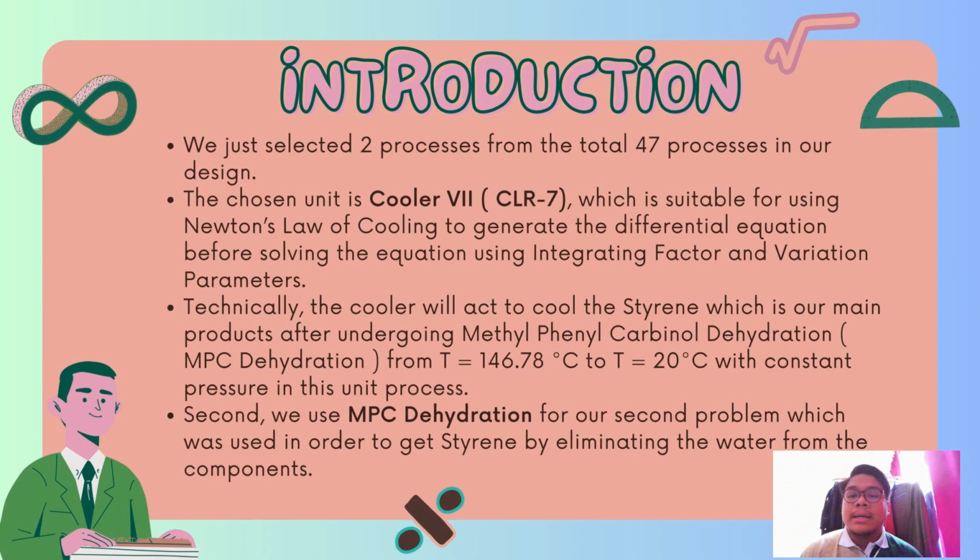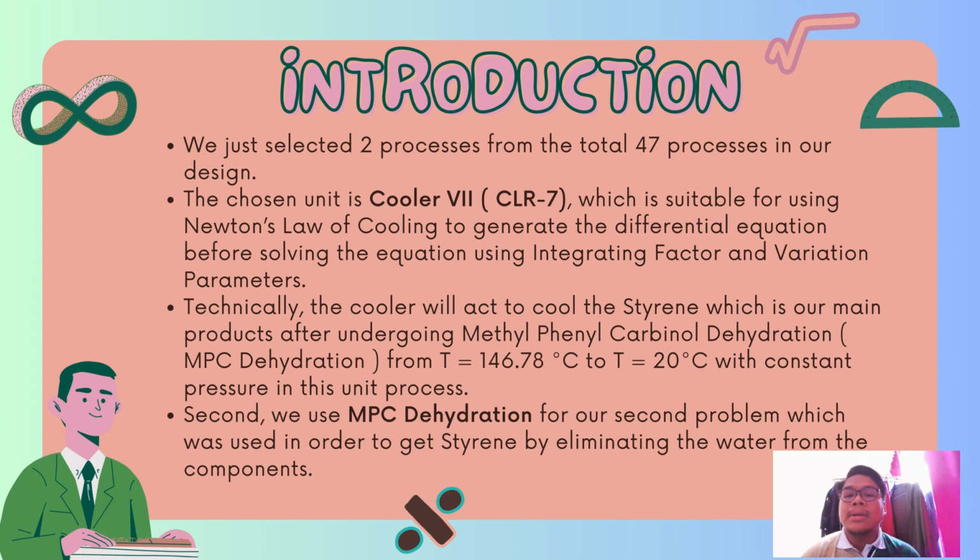So the introduction before we go to the main agenda is, first, we just selected two processes from the total of 47 processes in our design. Second, the chosen unit is cooler 7, which is suitable for using Newton's law of cooling to generate the differential equation before solving the equation using integrating factor and variation of parameters.